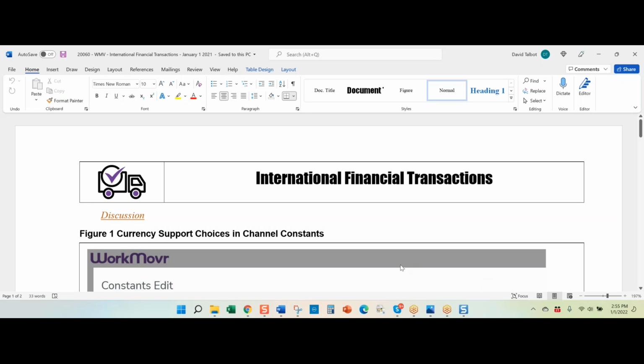This is David Talbot. I'm CTO of WorkMovr. I'd like to explain what we do in WorkMovr with international financial transactions.